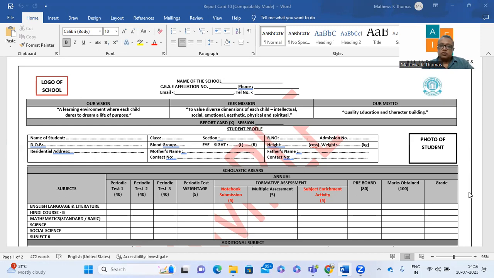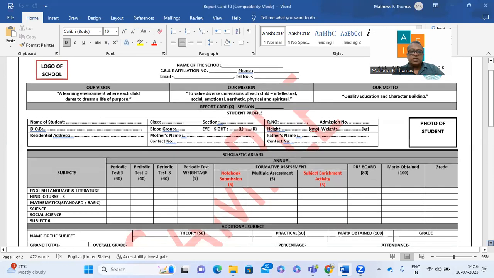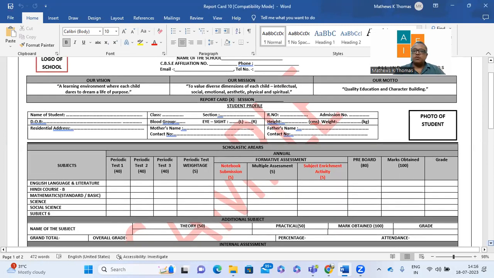And then we have the scholastic areas, right? In the scholastic areas, you will find the subjects. Whatever you are having: English, Hindi, math, science, social science. Here we have the record of the periodic tests. As per the board criteria, we know that a pen and paper test is given only 5 marks. So there are 5 marks for this periodic test. Although we are taking multiple tests, only 5 marks are assigned for that. So we'll take the average of that or best of 2, whatever criteria you use. We do what is best for the student.